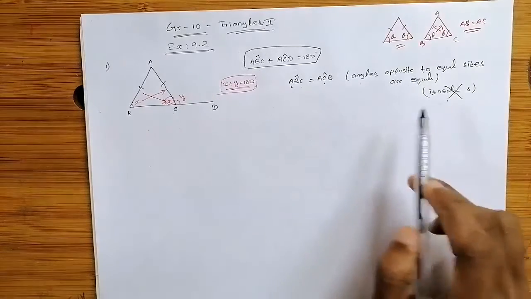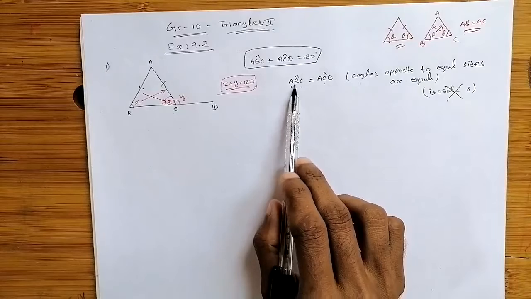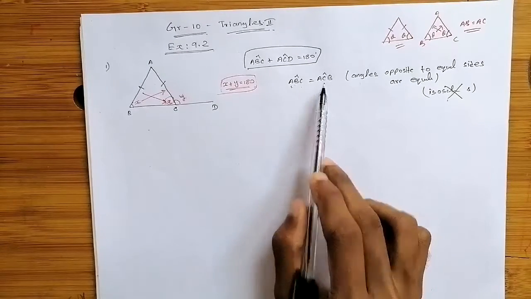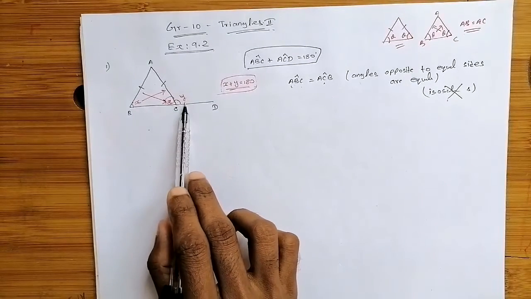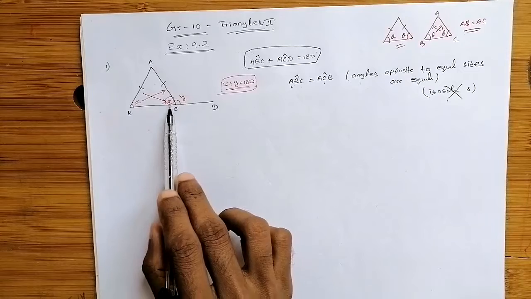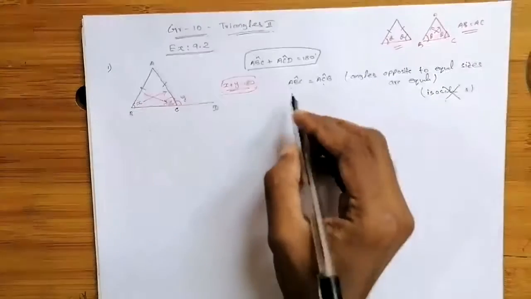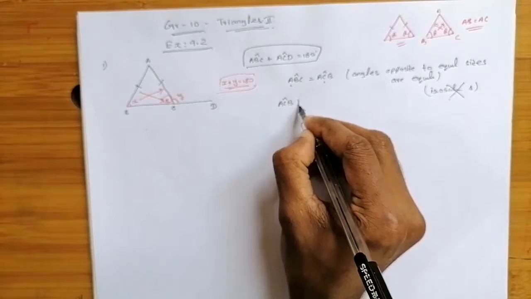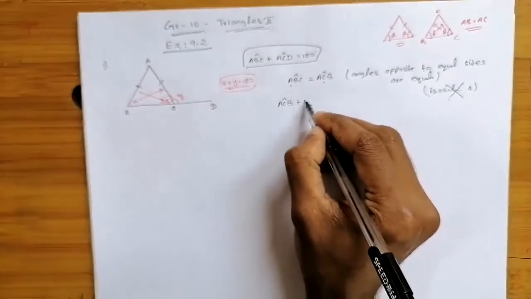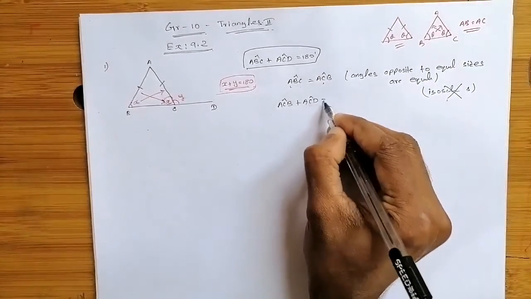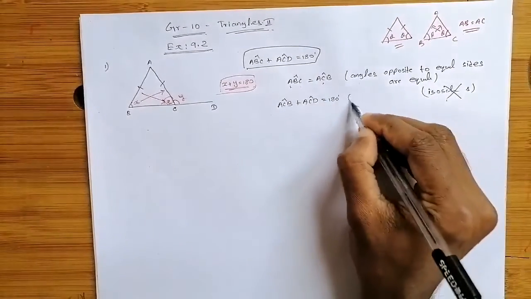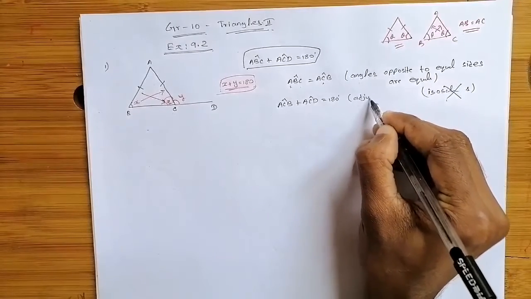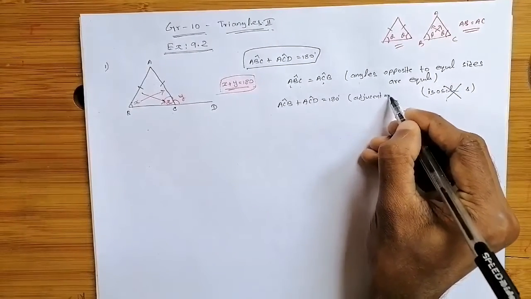So remember this point. Second step, ABC equals ACB. So we have ACB and ACD with a sum. We can write the sum. So next step, we are going to write ACB plus ACD is equal to 180 because of adjacent angles.